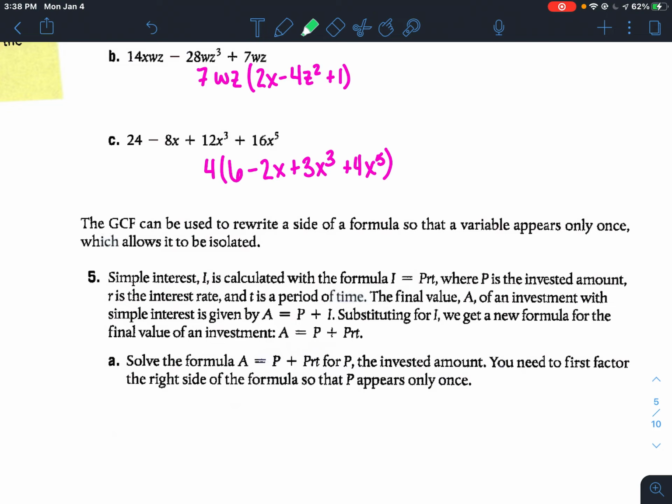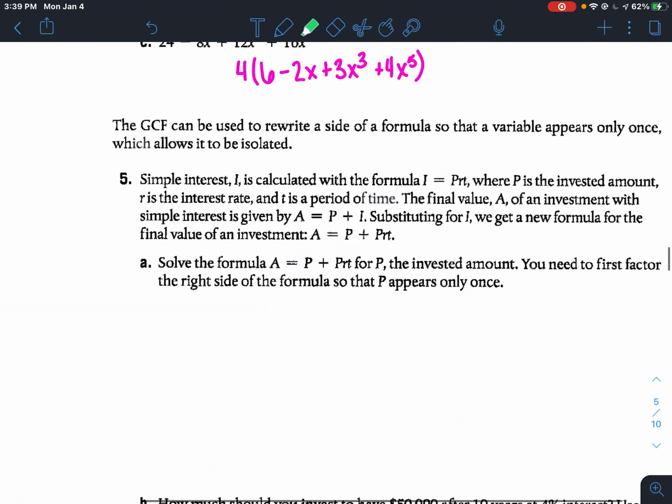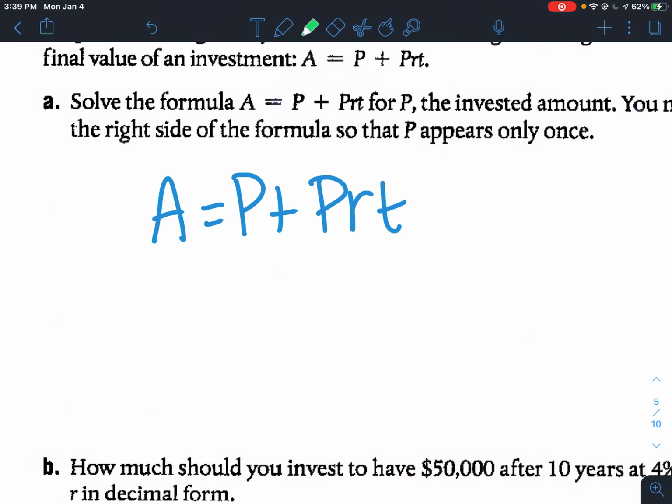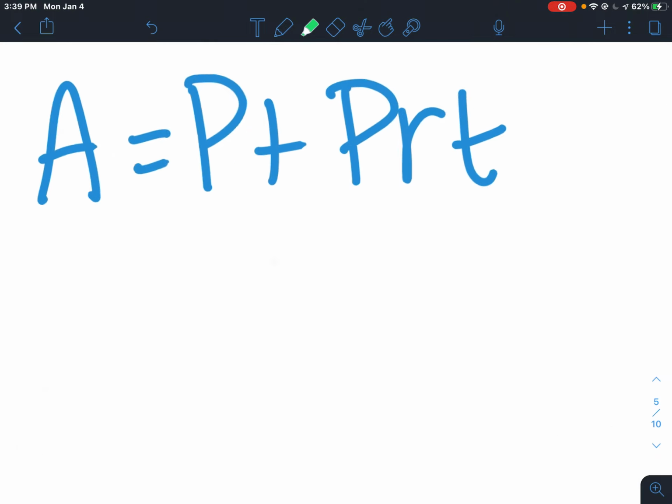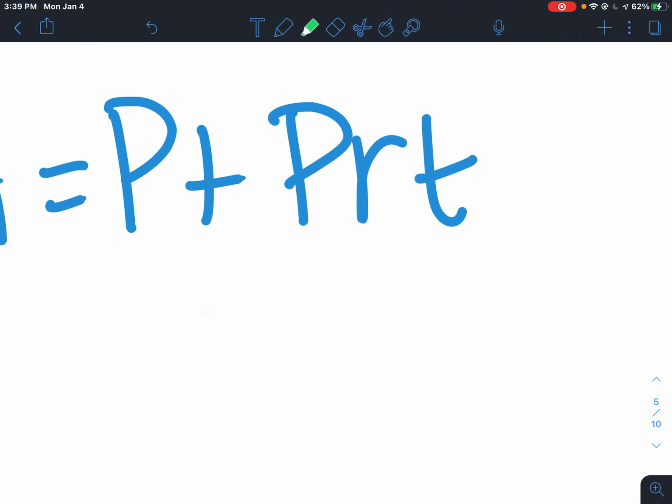Substituting for I, we get a new formula for the final value of the investment. So A equals the initial amount plus the initial amount times the rate times time. Okay, we only want the P to appear once so that we can isolate it. So we're going to need to factor the right side of the formula so that P only appears one time. So I'm going to rewrite it and I'm going to factor out P on the right hand side.